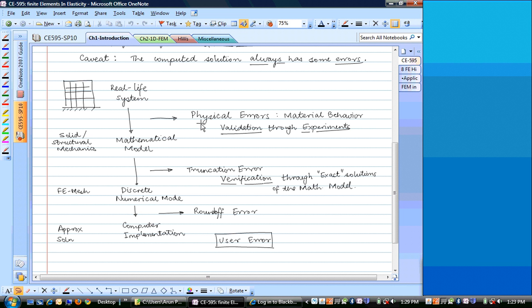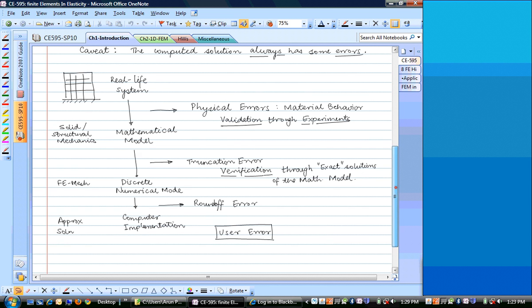One is a physical error. There's nothing you can do about it. That's the best physics that we have. Then the next step is the modeling error, that is the truncation error that you get when you discretize any mathematical model. And finally, on the computer, when you implement it, you could have a bug or something. That's another type of error, but those are generally round-off errors.